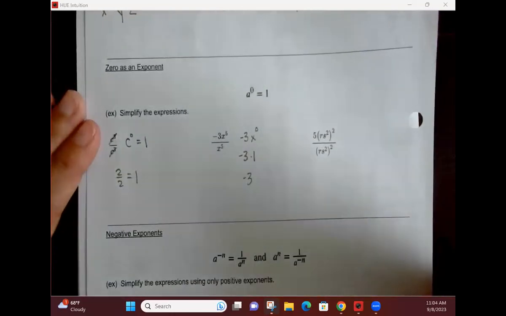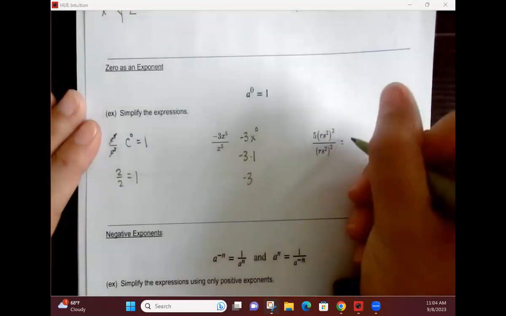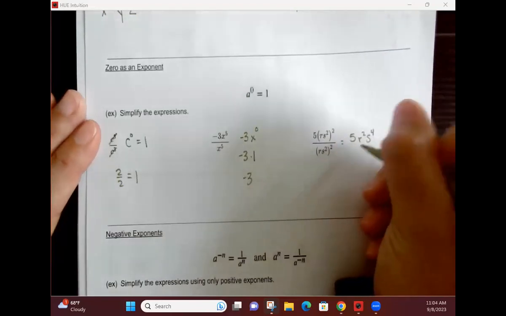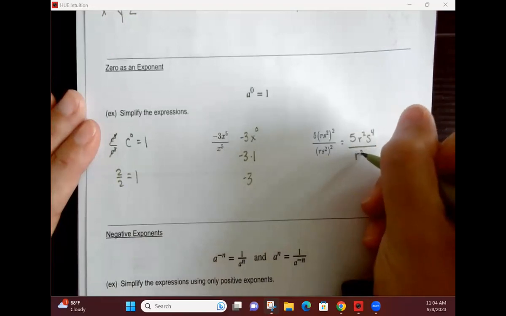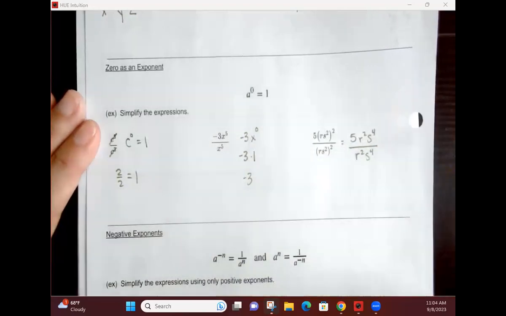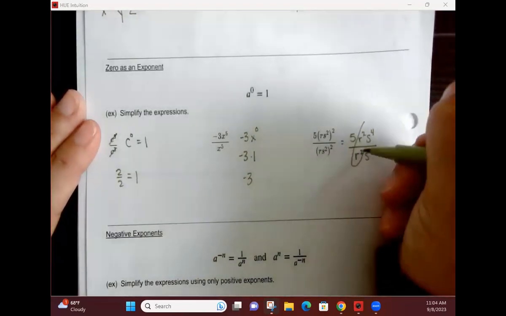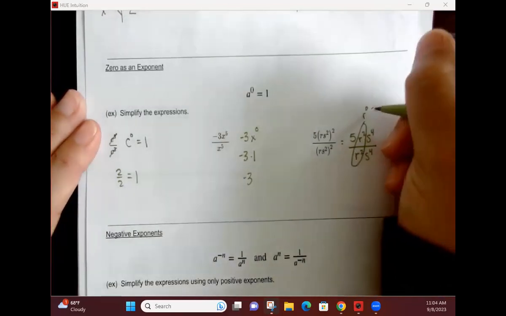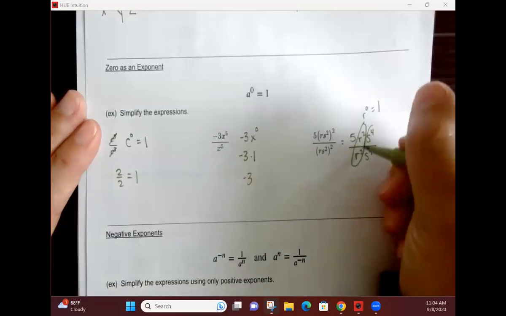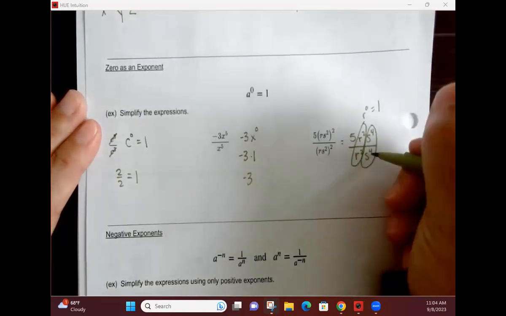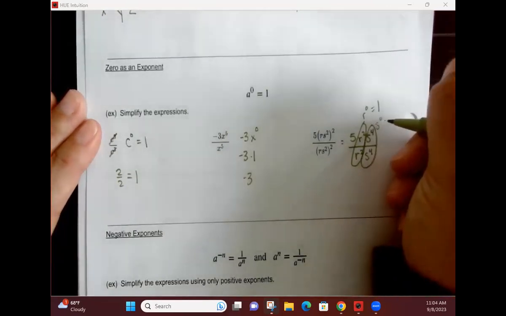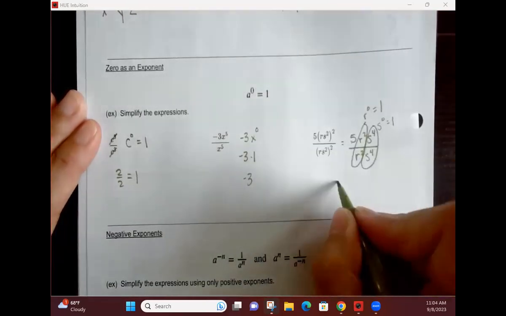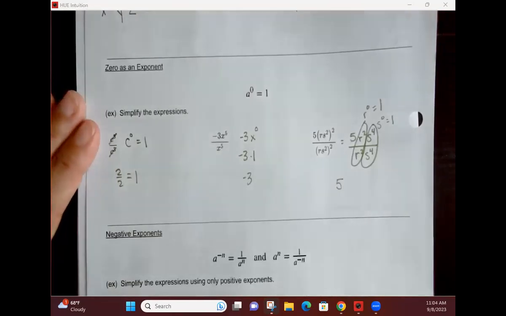For our last example here, I'm going to distribute that exponent in, and I have 5 r squared s to the 4th over r squared s to the 4th. For my r's, 2 minus 2 gives me 0. I've got r to the 0, which is 1. For my s's, 4 minus 4 would be 0. S to the 0 is 1. So I have 5 times 1 times 1, which is just 5.